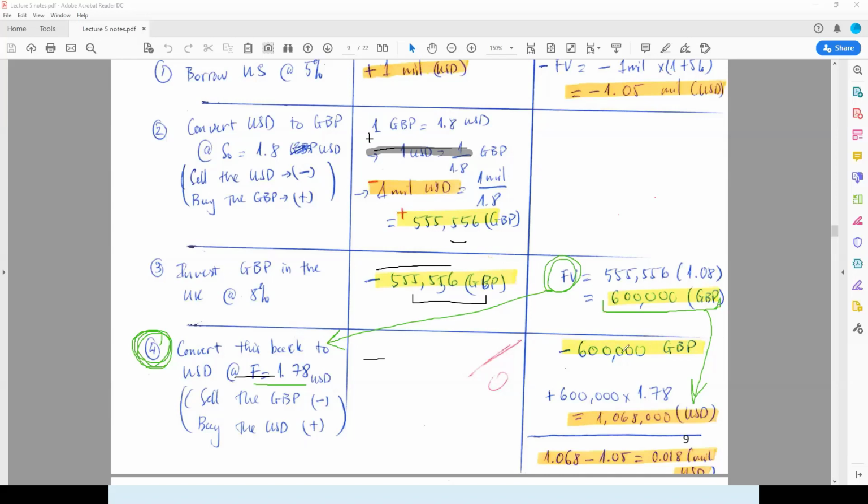So after a year, I'm going to deliver this forward contract. So I'm going to be selling 600,000 pounds for the USD at this rate, which is 1.78. Okay. So how much USD do I get? I will take 600,000 pounds. I will times the value of each pound in terms of the USD, and I will get 1,068,068. Okay, USD.